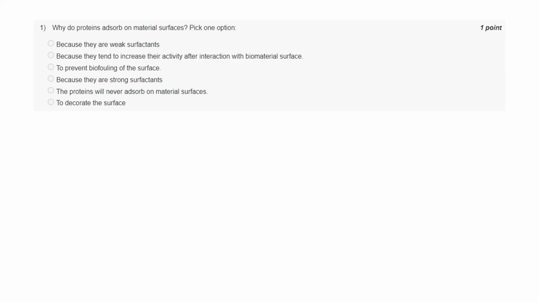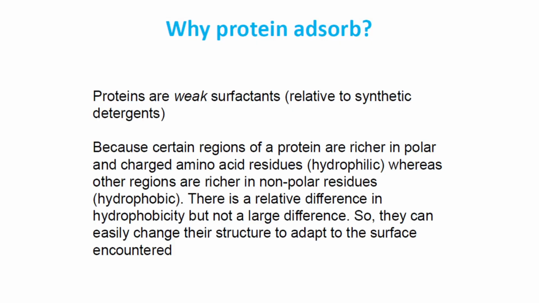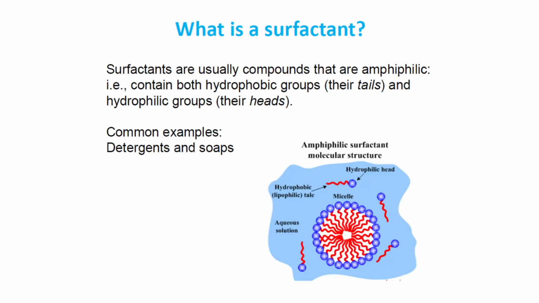So this assignment started with this question: why do proteins adsorb on material surfaces? It's because they are weak surfactants, because they have both hydrophobic and hydrophilic parts, and it's easier for them to modulate their shape whenever a surface is introduced. So that's why proteins adsorb, because they are weak surfactants.